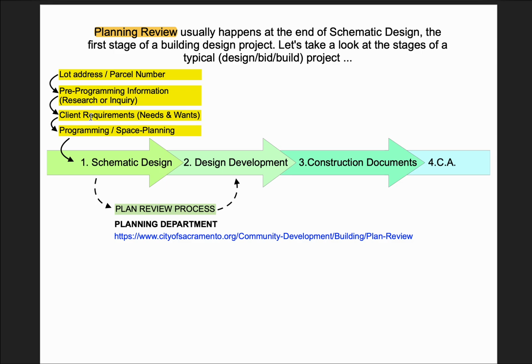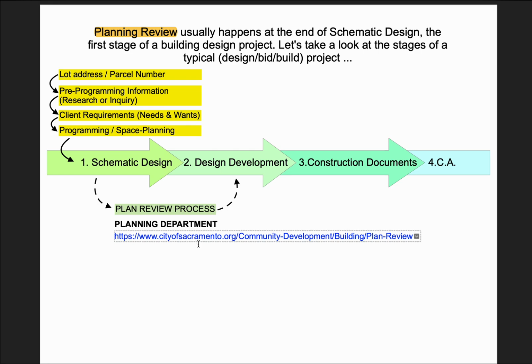You would have to meet with your client maybe several times to get their needs and wants. And once you have that, you'll generate your programming matrix or space planning. And all of that one leads to what a schematic design would look like. So, schematic design includes site plan and floor plan. And before you can go to the next stage of the design process, you need to do a plan review process with the planning department of your city.